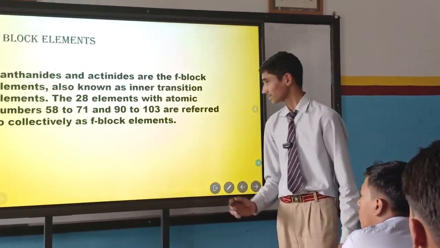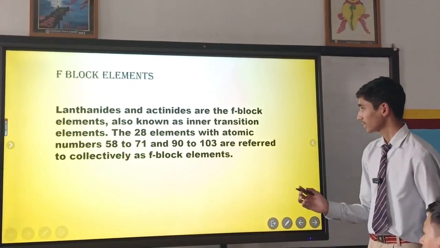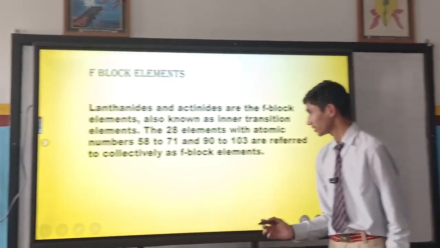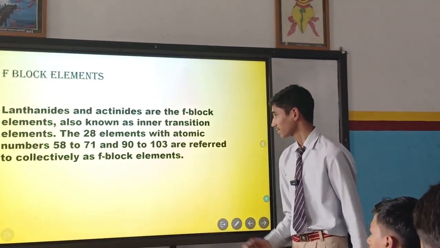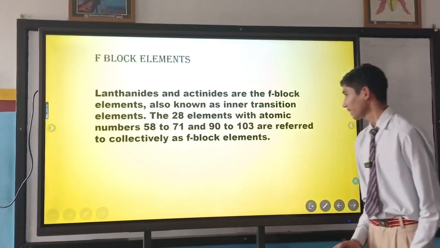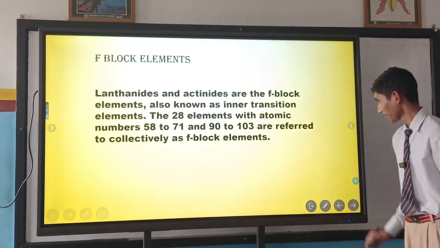So in the book, below the periodic table, the elements between 58 and 71 are missing; they are placed downwards, and those between 90 to 103 are also placed downwards, which are lanthanides and actinides.